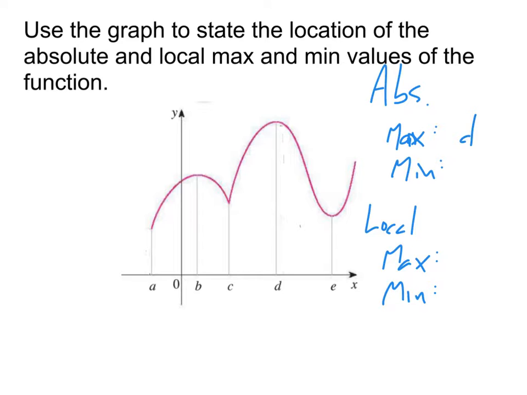Well, we're probably looking at two possibilities here. It could be here or it could be here. Now, A is lower, but A is an endpoint. Again, bringing it back to what we talked about earlier, can an endpoint be an absolute minimum? Yes, it can. And so then our absolute minimum would be A.